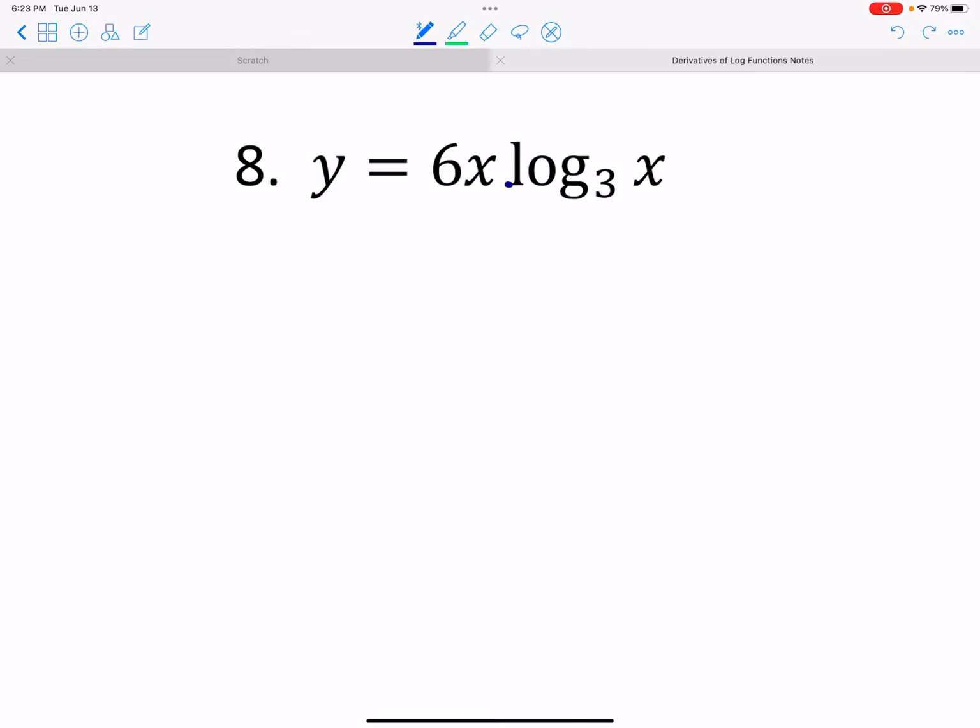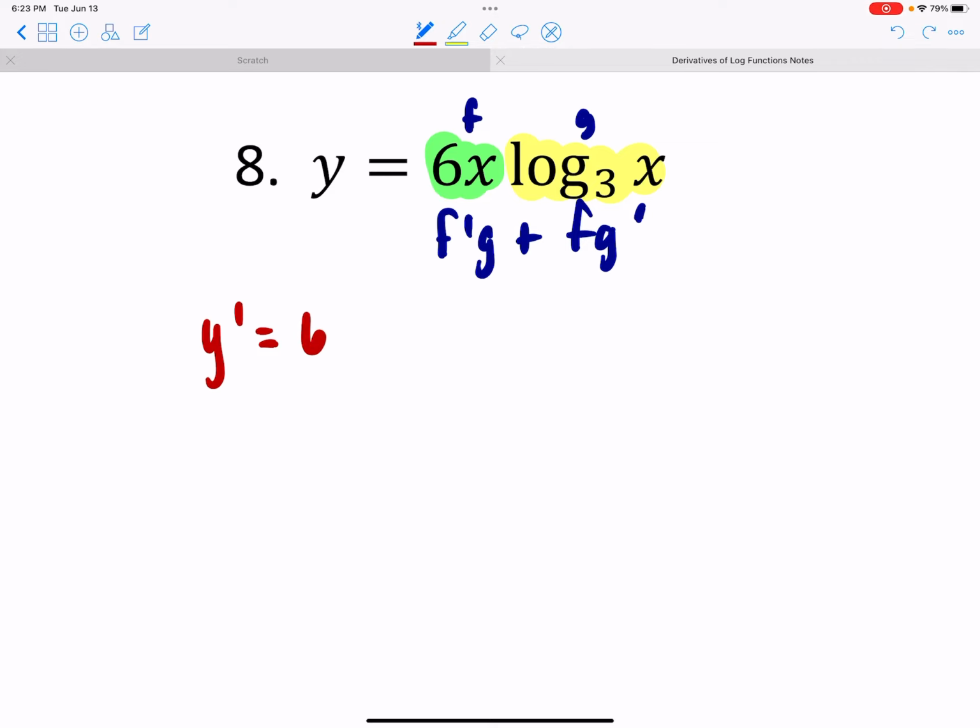So next one we have a logarithm, but it's being multiplied by a linear function. So this is a product rule problem. I have one function here times a second function here. So I'm going to call this one f and this one g. And remember, our product rule says f prime g plus f g prime. So in this case, we're going to say y prime, the derivative of the function, is going to be first the derivative of f, so f prime, and the derivative of 6x is just going to be 6. That's going to be multiplied by g. So I'm just going to bring g down as is, log base 3 of x.